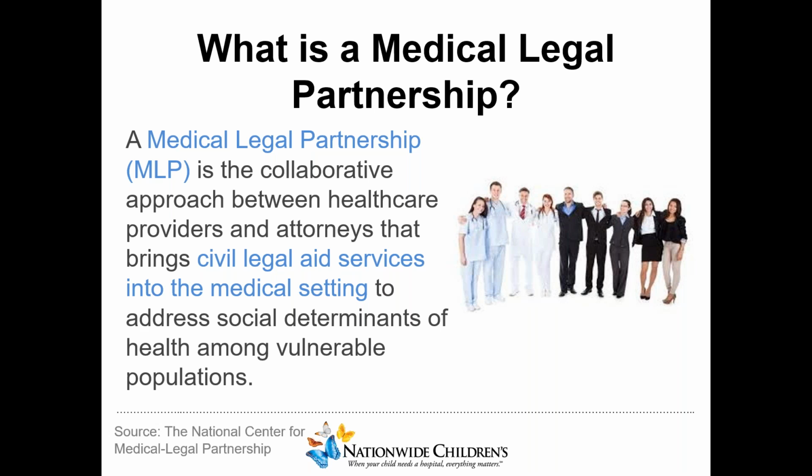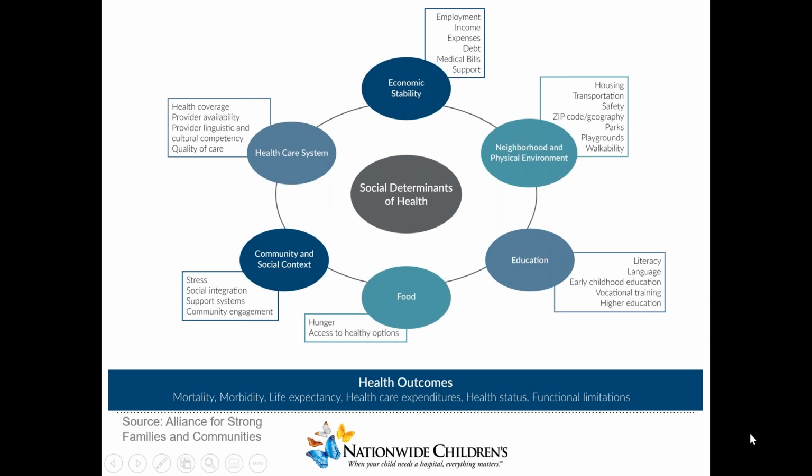Now that we've talked about general MLP information, let's dive a little bit more into what the medical legal partnership targets. Here you will see some examples of social determinants of health. Now, social determinants of health are conditions in the environment in which people are born, live, learn, work, play, worship, and age that affect a wide range of health, functioning, and quality of life outcomes. That is quite a definition. A lot to unpack. But medical legal partnerships specifically target social determinants of health with the intent of improving these factors that greatly impact individual, familial, and community functioning.